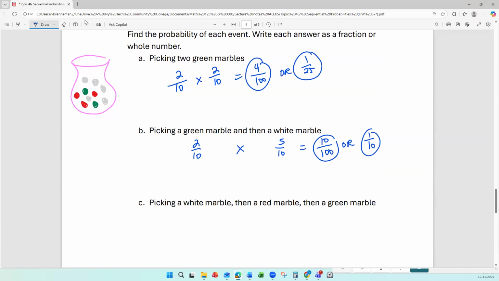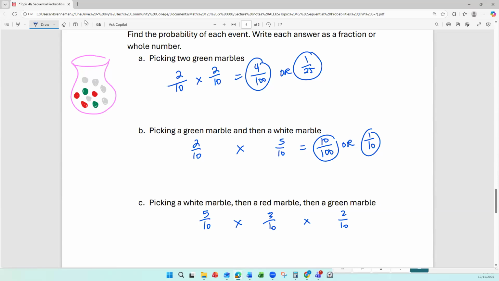Then picking a white marble, 5 out of the 10. Then a red marble, 3 out of the 10. Then a green marble, 2 out of the 10. Now, the order matters. So this is white, then red, then green. If I said the probability of picking one of each color, you'd have to do white, then red, then green, white, then green, then red, then green, then white, red, then like there'd be 6 different possible ways to get one of each color. You'd have to calculate all of them and add them together.